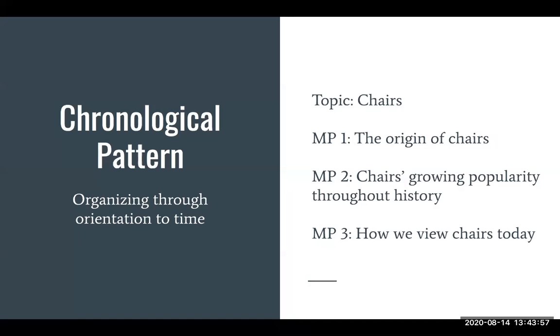You can also do the opposite, start with where we are today and go back to the origin of chairs. That's also chronological. If you are talking about a person, maybe a movie director, and your main points are 3 of their most influential films, maybe you want to organize them by running time or by the date that they were released. All of those would be examples of chronological. So it doesn't matter how it's organized and oriented to time, as long as time is the main factor, then it would count as chronological.